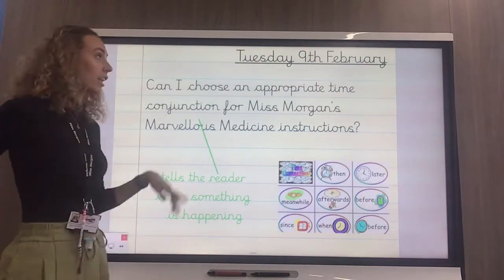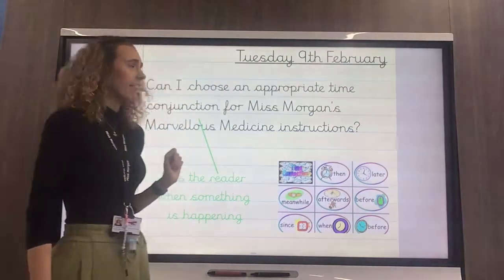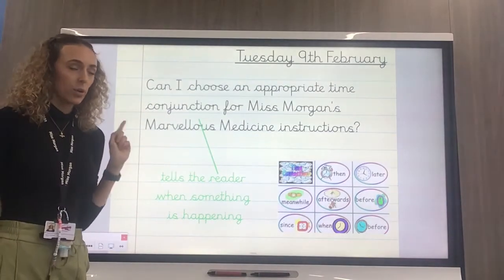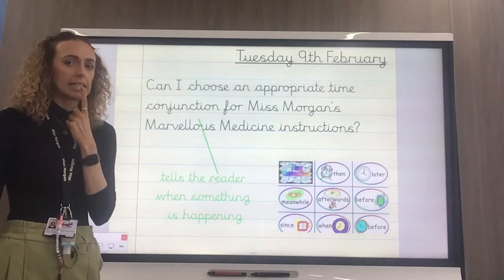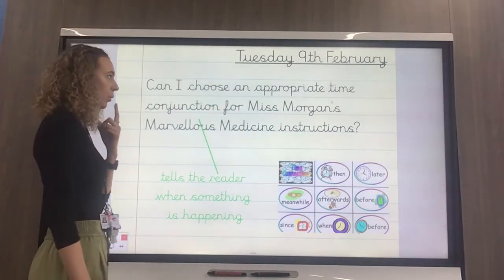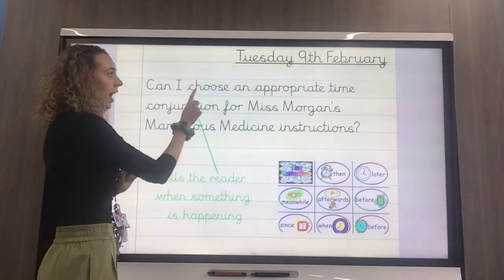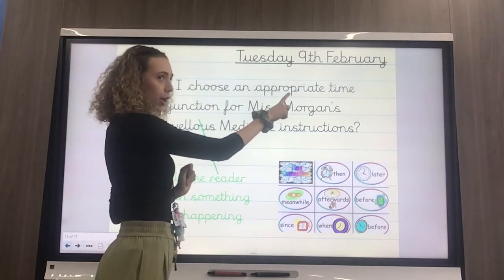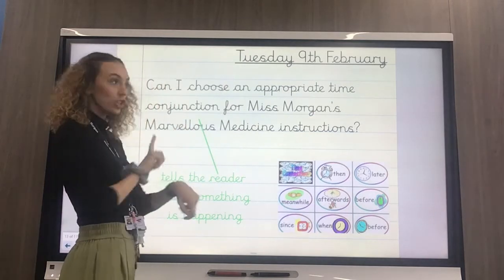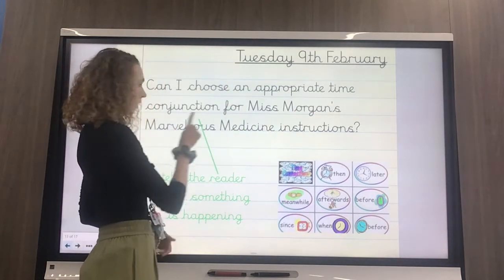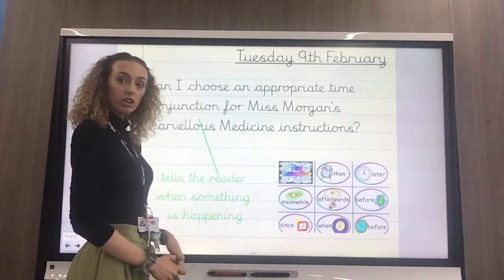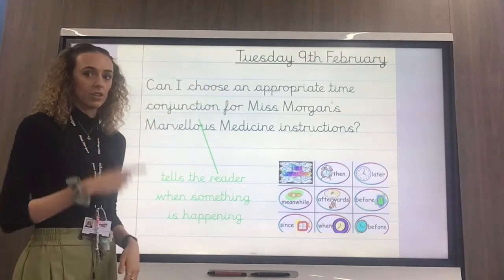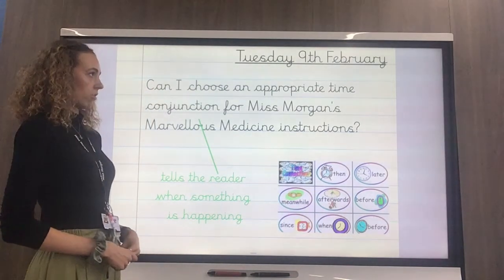So, your learning for Tuesday the 9th of February. We've got quite a long learning question today, so let's make sure we read it very carefully, Year 3, together. Big voices. Can I choose an appropriate time conjunction for Miss Morgan's Marvellous Medicine instructions? Oh, that was a bit of a tongue twister, wasn't it?